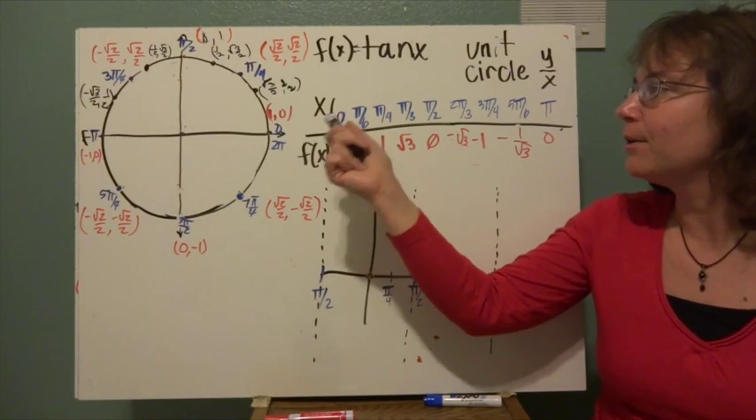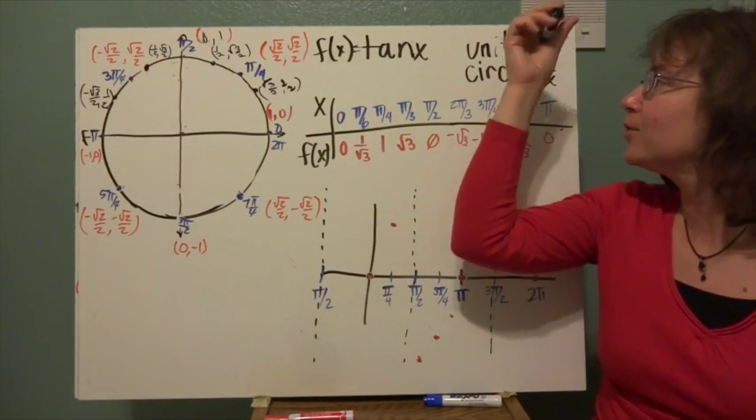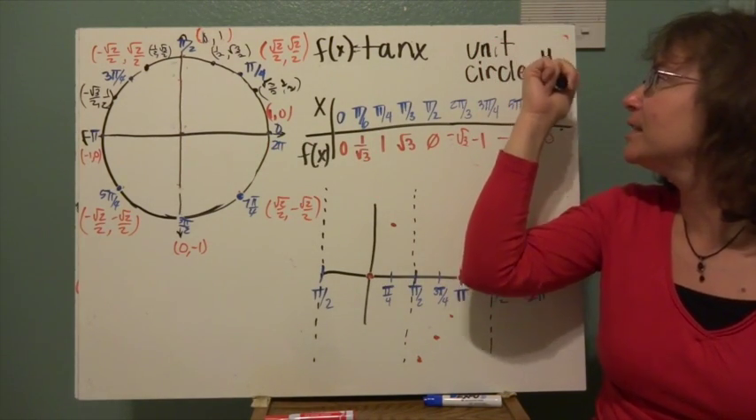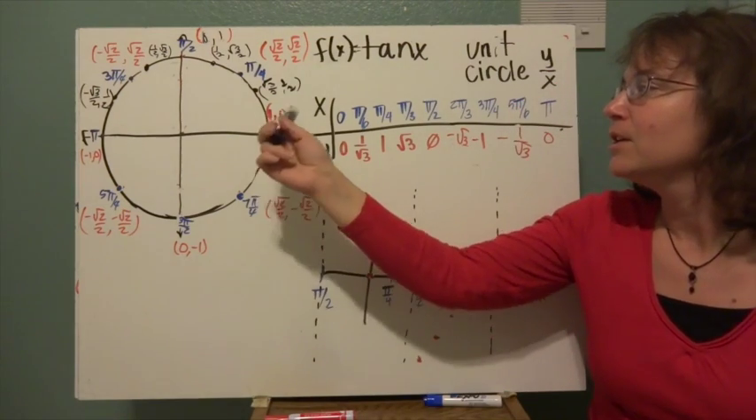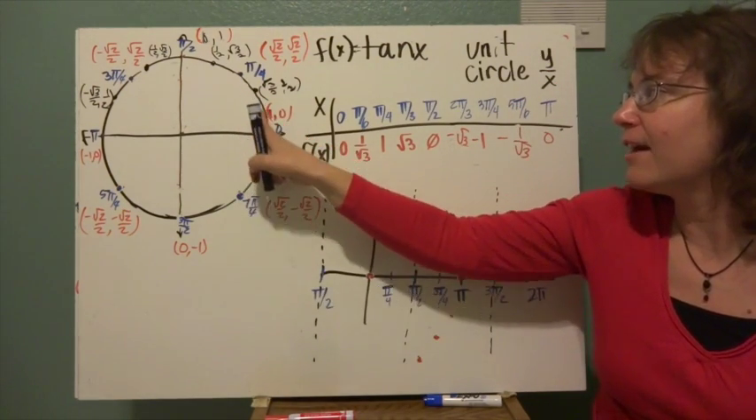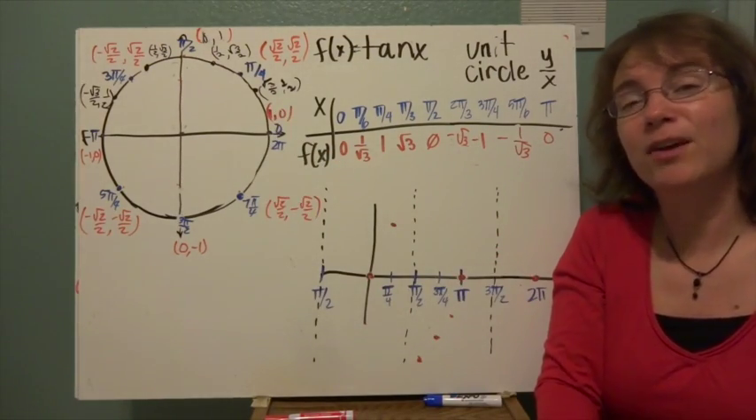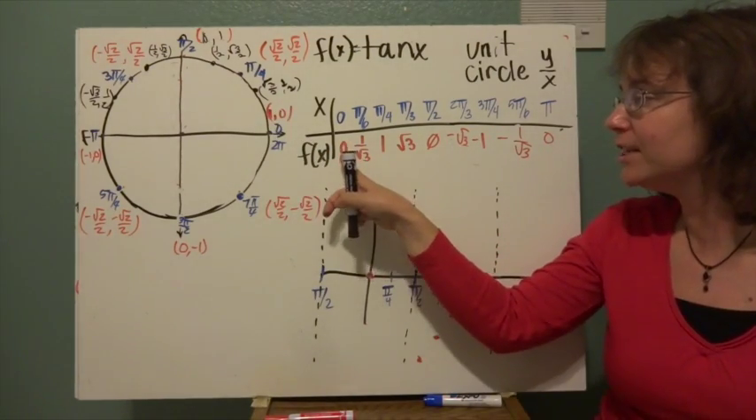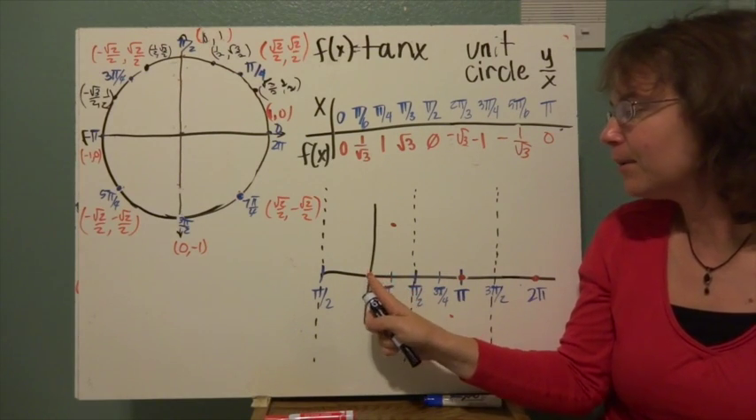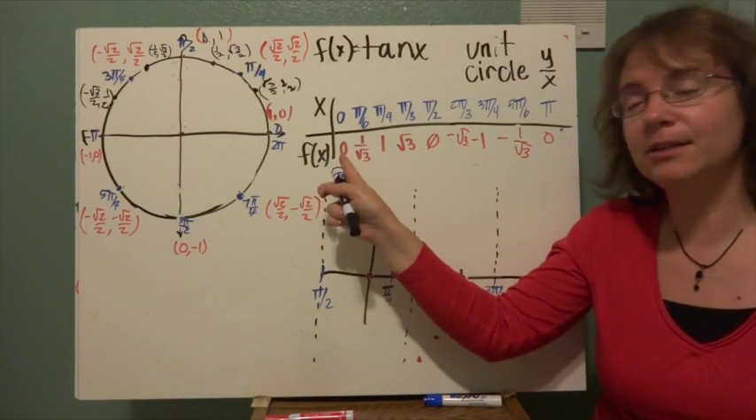So let's take 0 for example. In my unit circle, I know this is going to be y over x. So y over x, if I have 0 right here, this point is 1 comma 0. So I have 0 over 1, which is just 0. So I know at 0 radians, I'm going to get out 0.